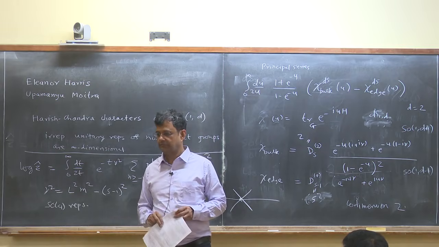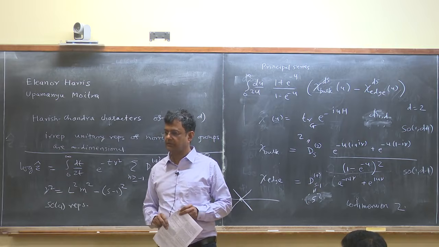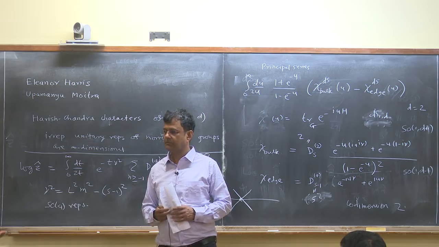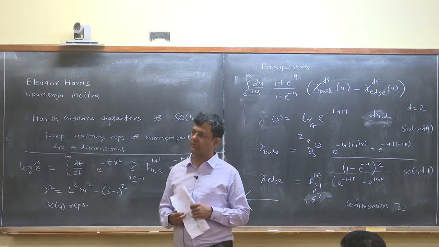But SO(1,1) is like a stabilizer of the horizon, right? Correct. So this is the chiral modes. The chiral modes on the horizon.